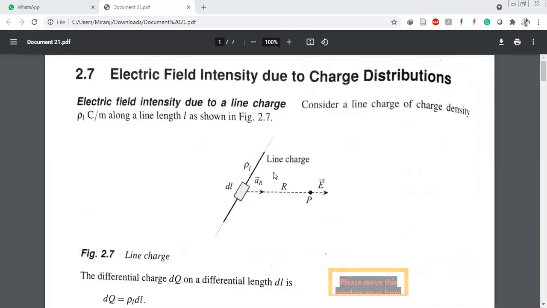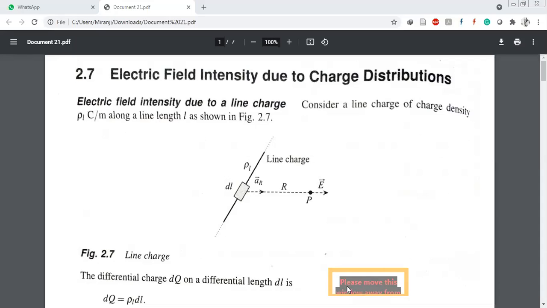Electric field intensity. Already, you know the definition. In the last class, we defined electric field strength or electric field intensity; of course, both are the same. Electric field intensity or electric field strength is simply defined as E equal to F by Q.